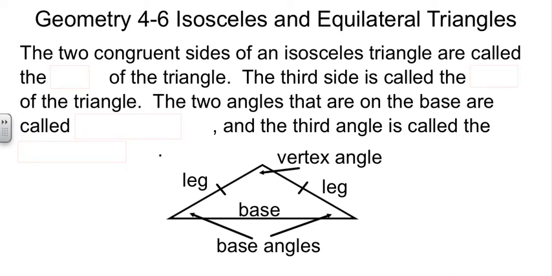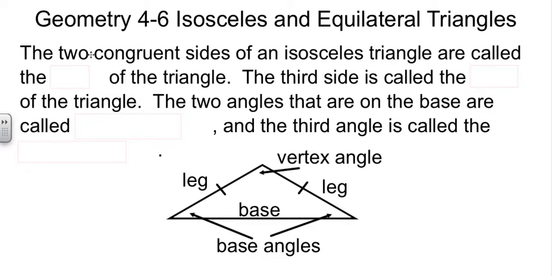This is Geometry, Chapter 4, Section 6, in which we will go a little further in depth on isosceles and equilateral triangles. Remember, we said isosceles triangles have at least two congruent sides. We're going to really just focus on the case where it's exactly two.